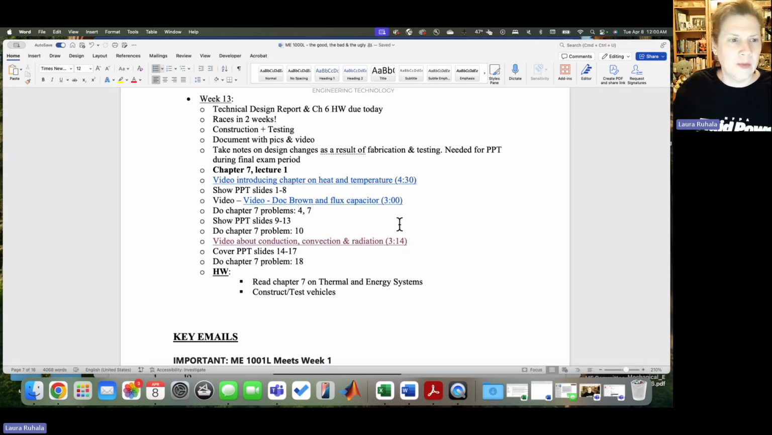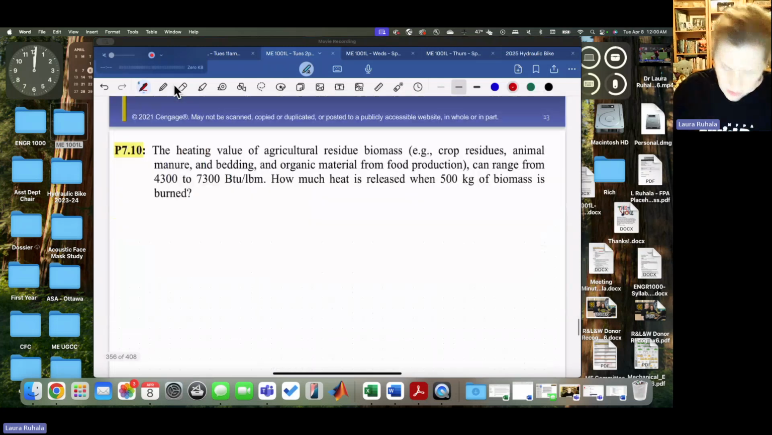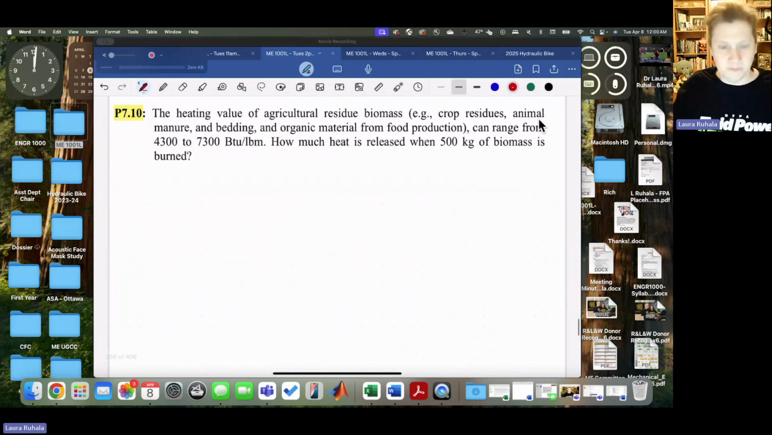We're going to do this next problem, and then we're going to have our next video about conduction, convection, and radiation. Okay, so this next problem, let me get my notes up.